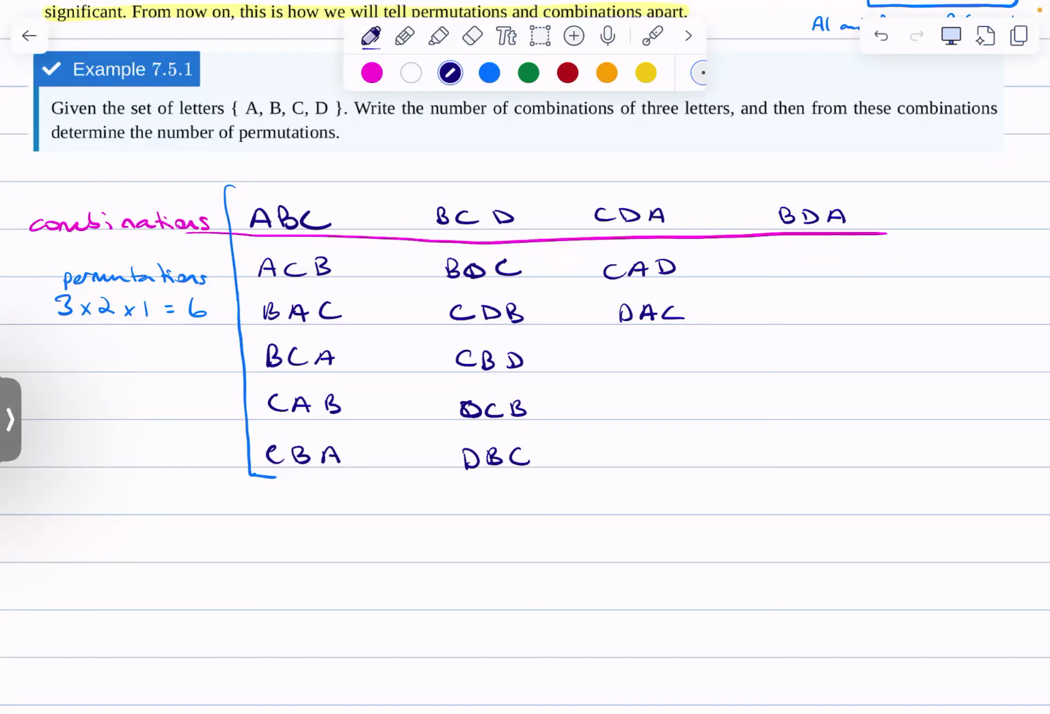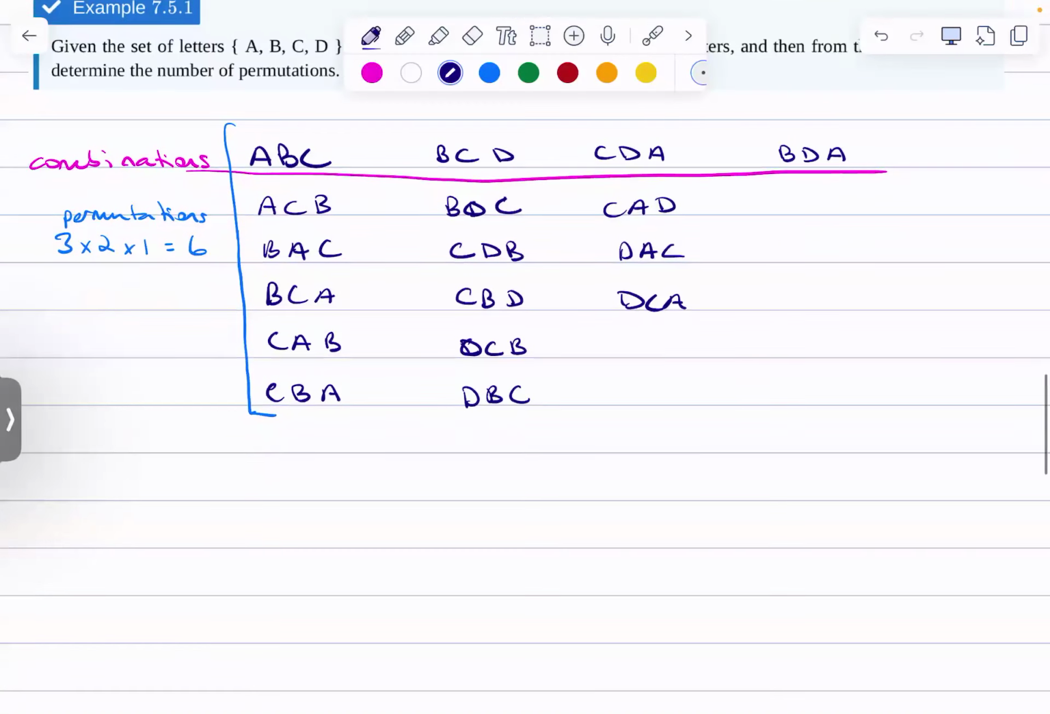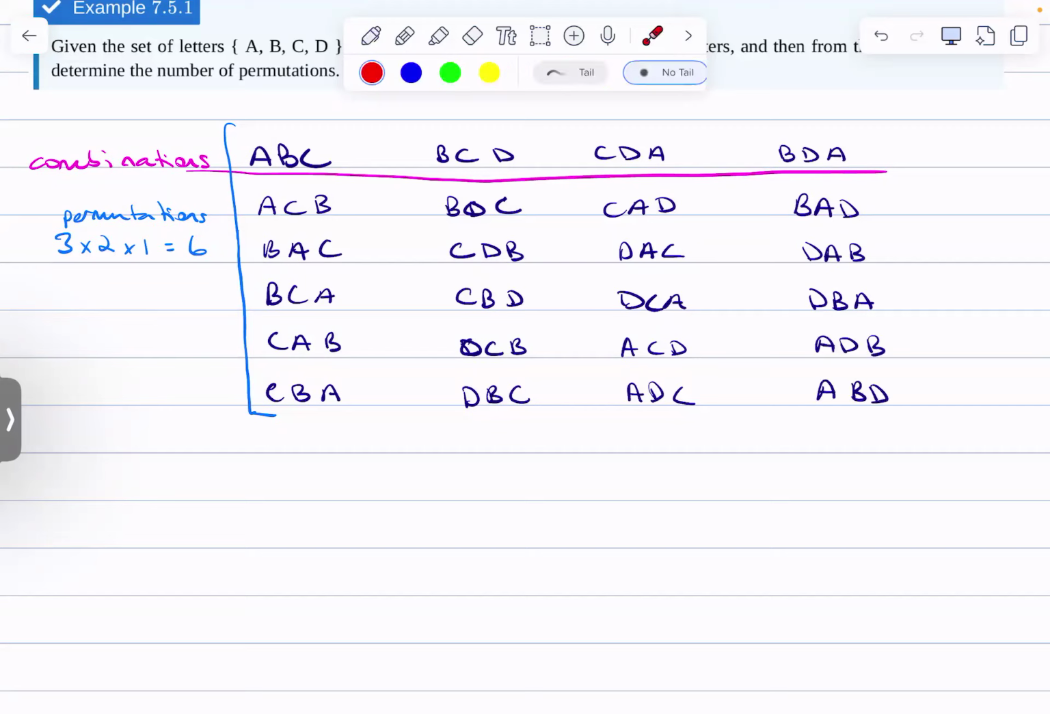CAD, DAC, DCA, ACD, ADC. Can you imagine if we had to do these by trying to figure out, well, you could do each of them with a tree diagram. Right. Set up your 3 letters, build them all out, list all the different permutations, but that's not what today is for. It's just for these guys, the combinations where the order doesn't matter.